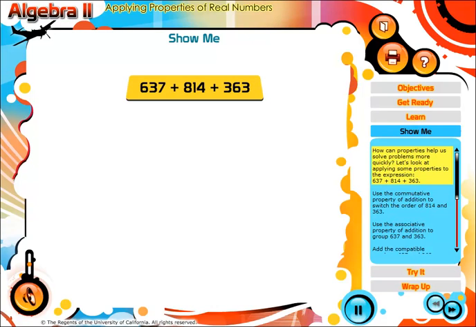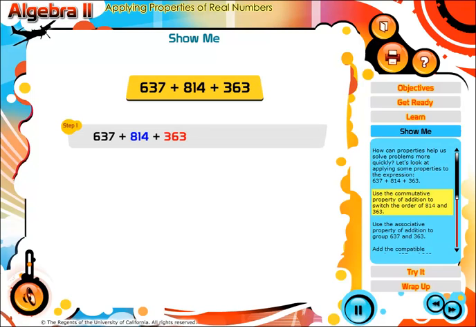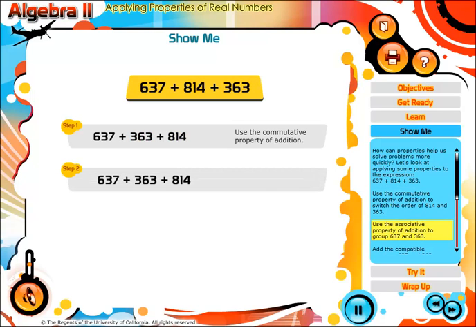Let's look at applying some properties to the expression 637 plus 814 plus 363. Use the commutative property of addition to switch the order of 814 and 363. Use the associative property of addition to group 637 and 363.